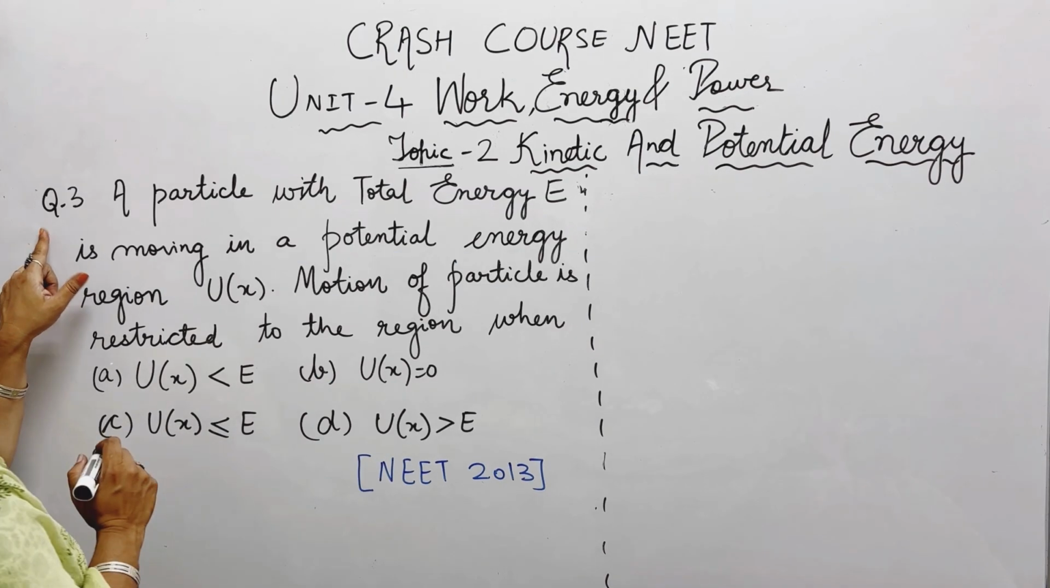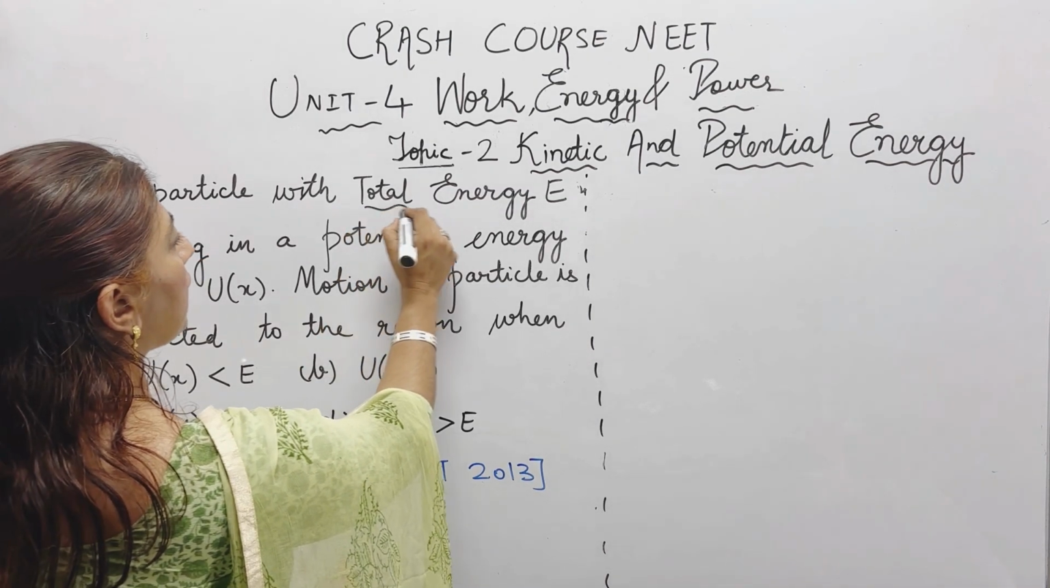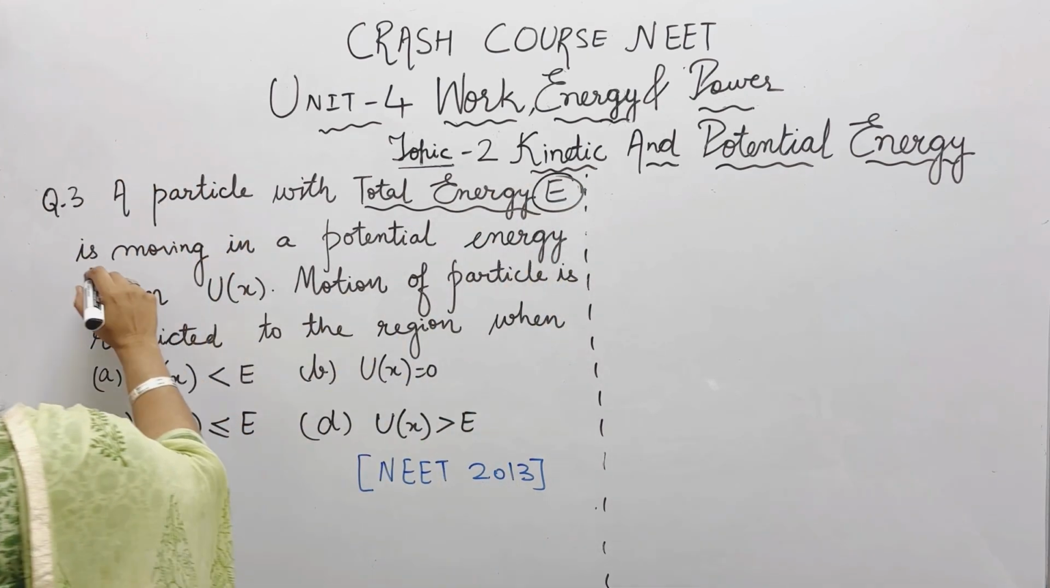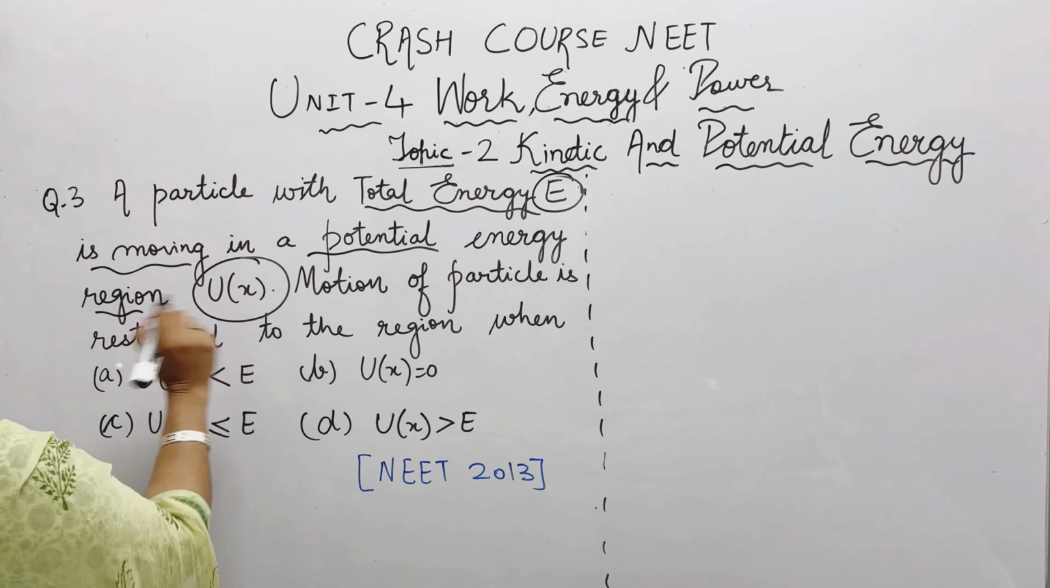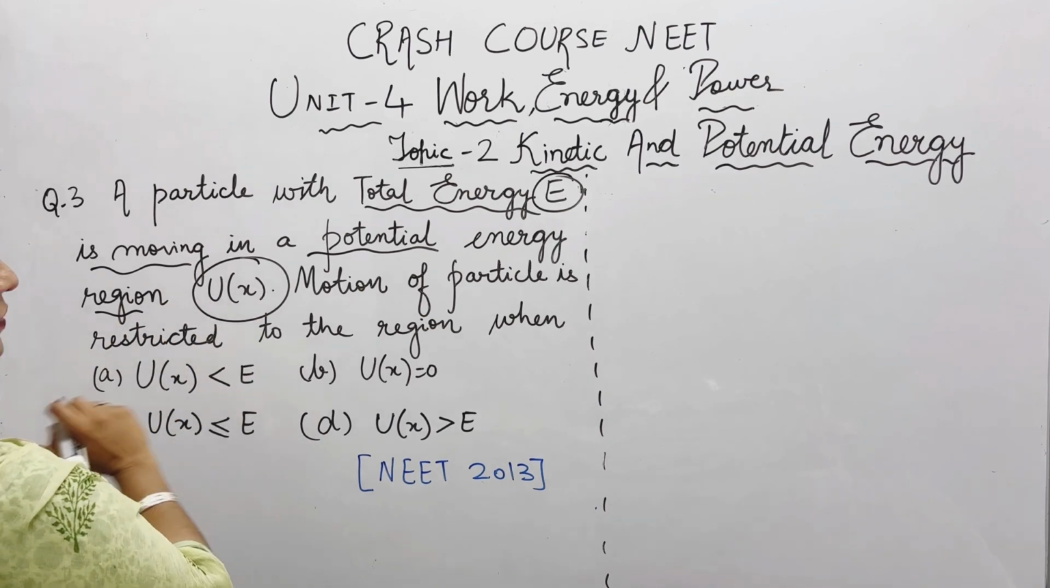See the third question. A particle with total energy E is moving in a potential energy region that is denoted by capital U and it's a function of x.